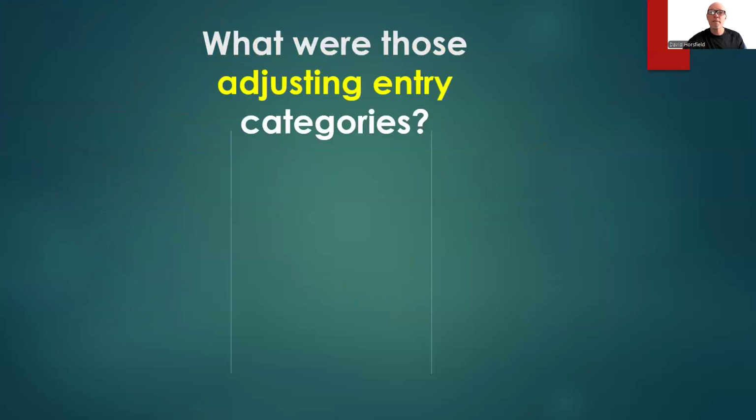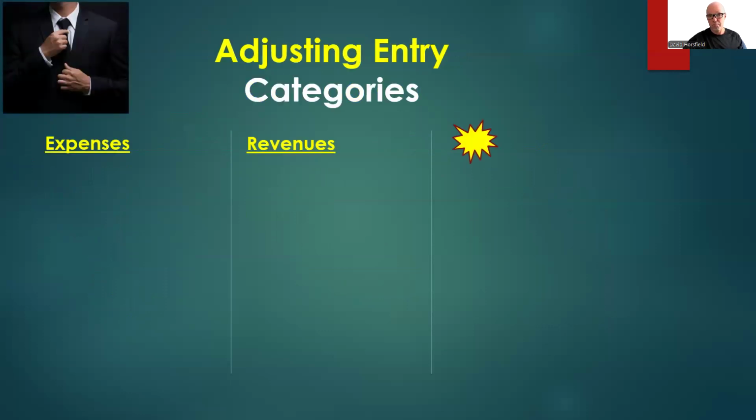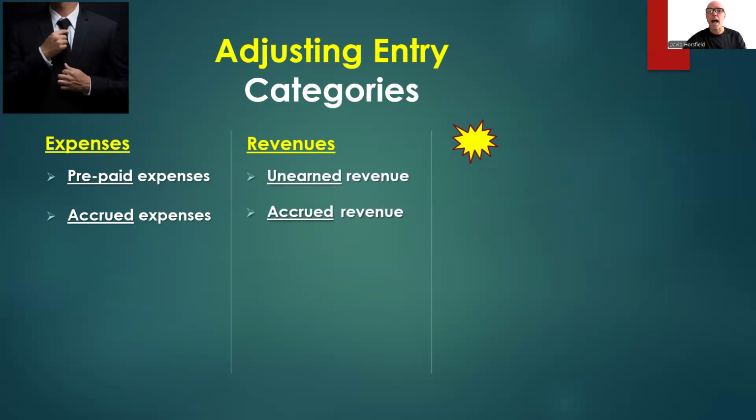So just a quick recap of these adjusting entry categories: expenses, revenues, and its own special snowflake, which is depreciation. Expenses and revenues, and something special. Expenses were prepaid expenses or accrued expenses. The revenue category was unearned revenue or accrued revenue. And when we're accruing, we're building something up. And the special snowflake, which is depreciation, we're going to circle deeper into that a little later yet.